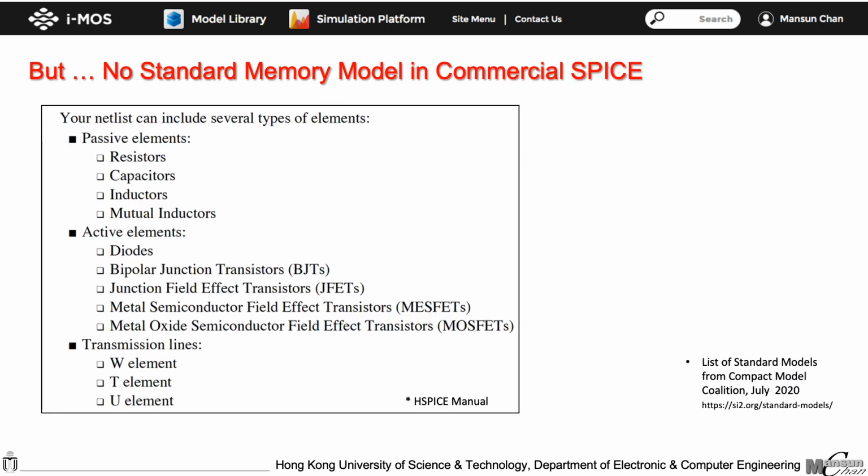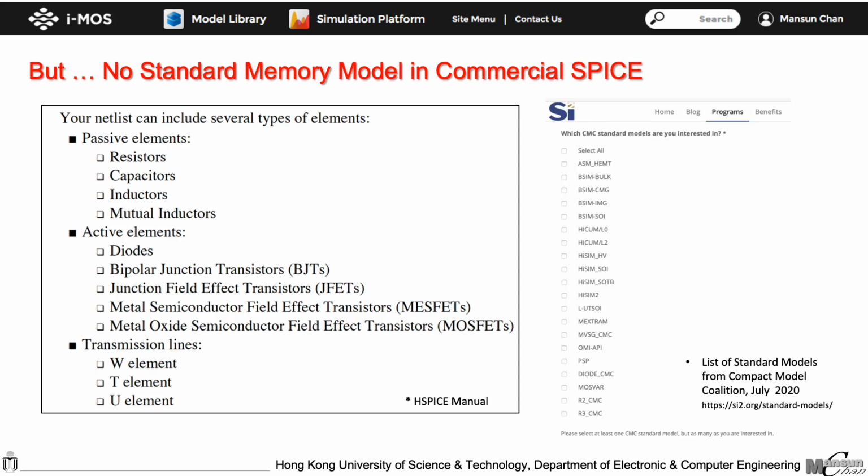However, when I look for memory models available in commercial SPICE simulators, it is difficult to find one. For example, here is the list of models I found in HSPICE, and there is no model associated with memories. I also went through the website of the Compact Model Coalition, and I do not see any existing standard memory model, or any plan to include a standard memory model in the near future.